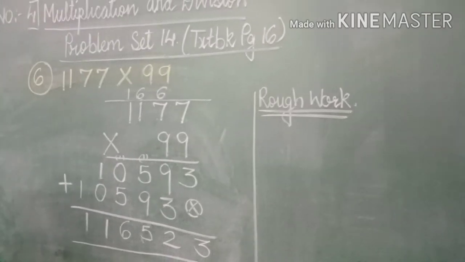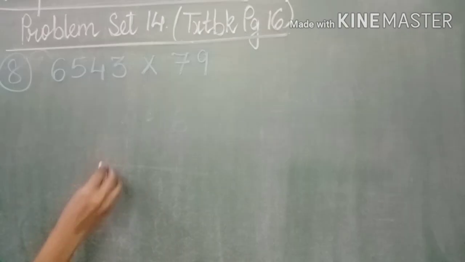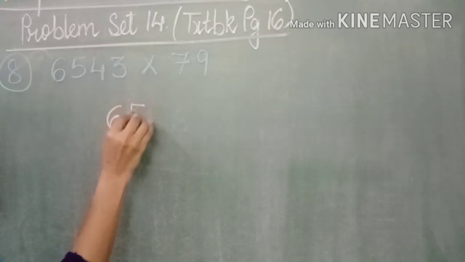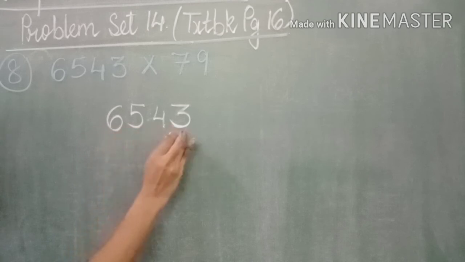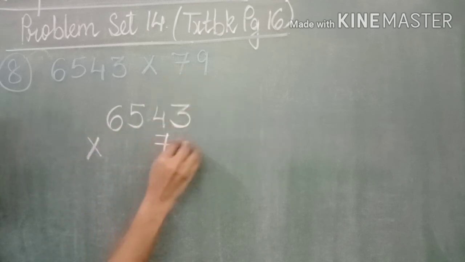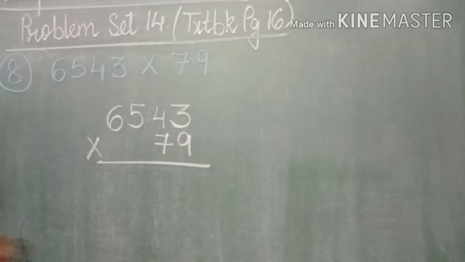Yes? Okay. Now let's do the next one. Okay students, let's start. We are going to write 6543. 6,543 multiplied by 79. We have units and tens, only a 2 digit number.